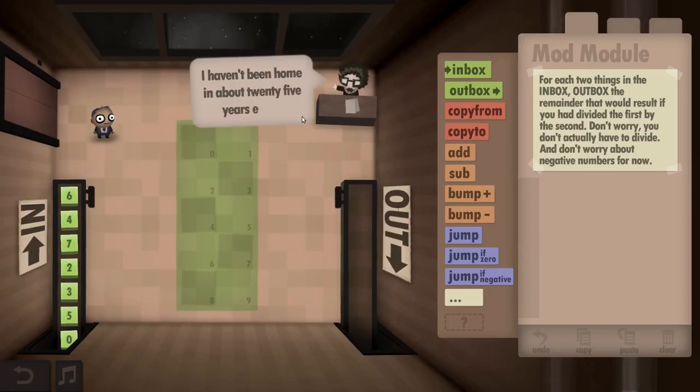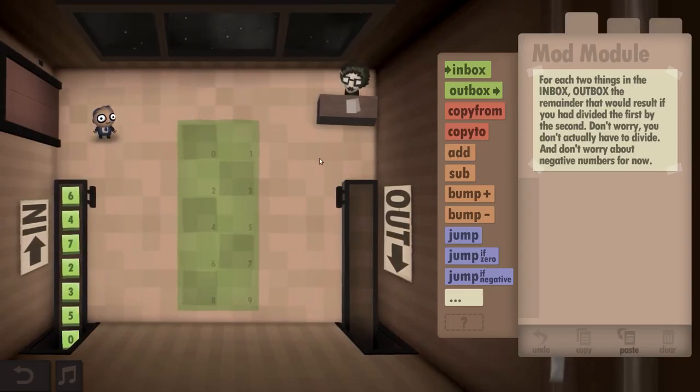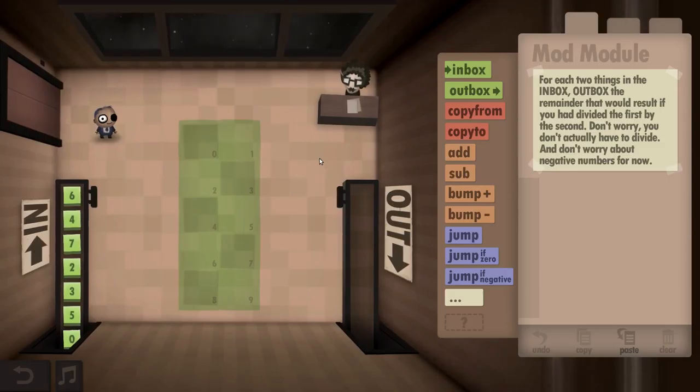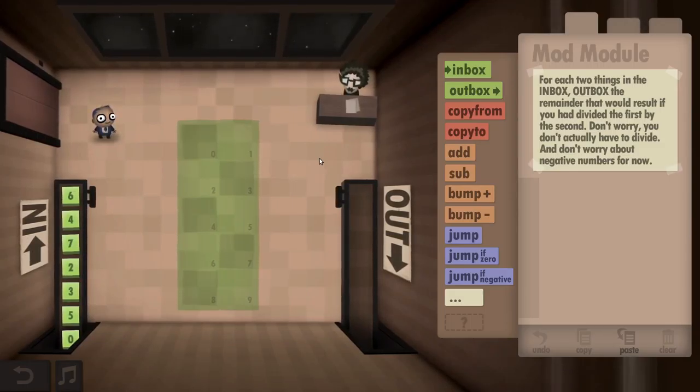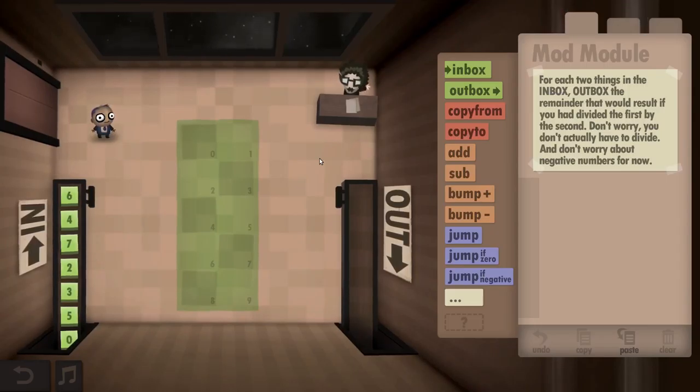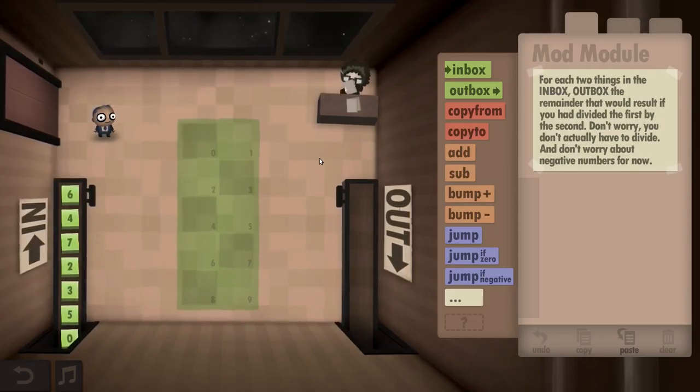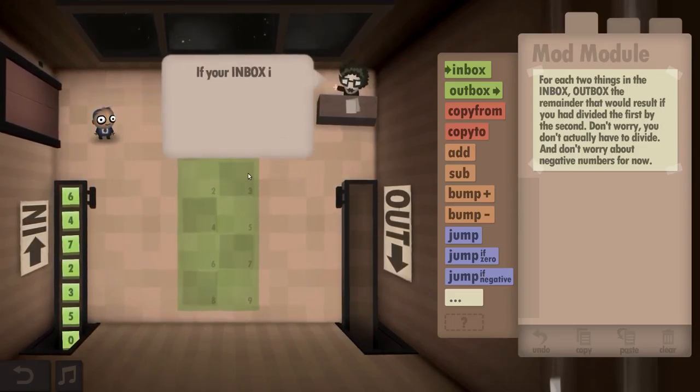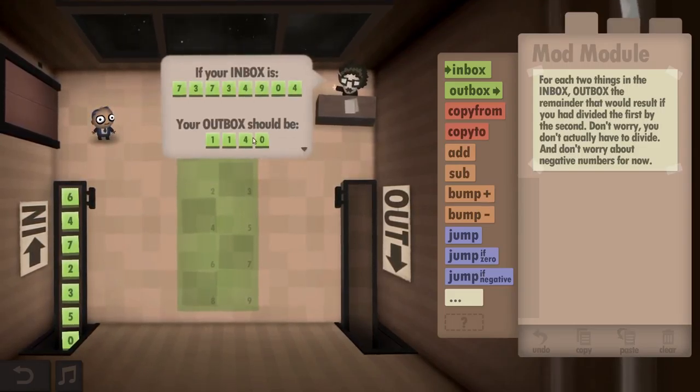For every two things in the inbox, outbox the remainder that would result if you had divided the first by the second. Christ almighty. Don't worry, you don't actually have to divide. And don't worry about negative numbers for now. Yes, I can tell you are an enterprising worker. I haven't been home in about 25 years either. For every two things in the inbox, outbox the remainder if you divided the first by the second.